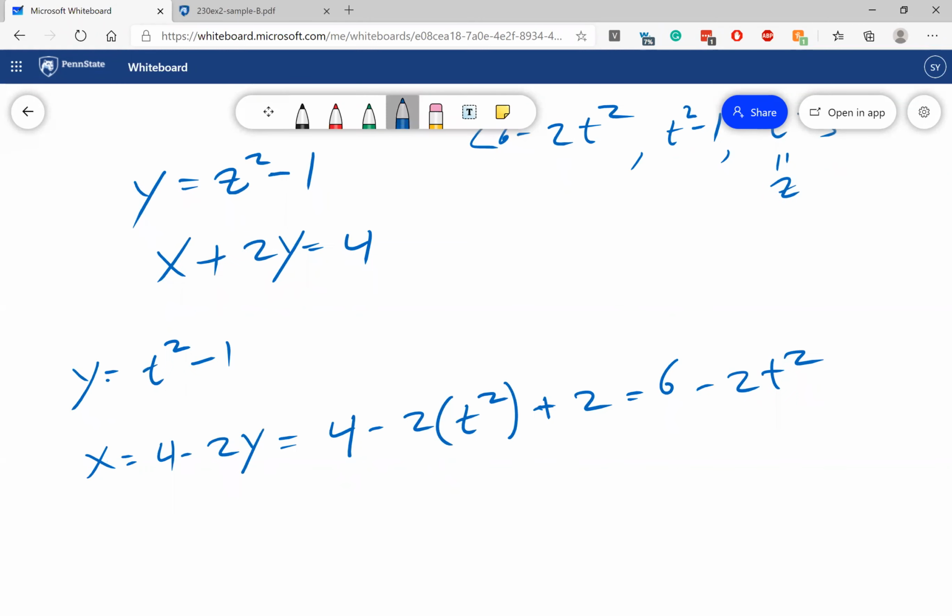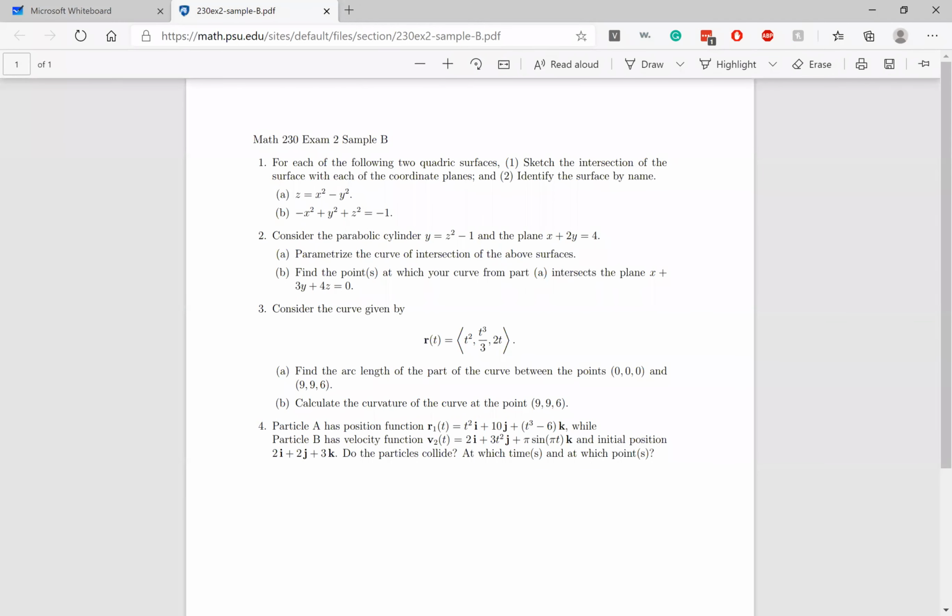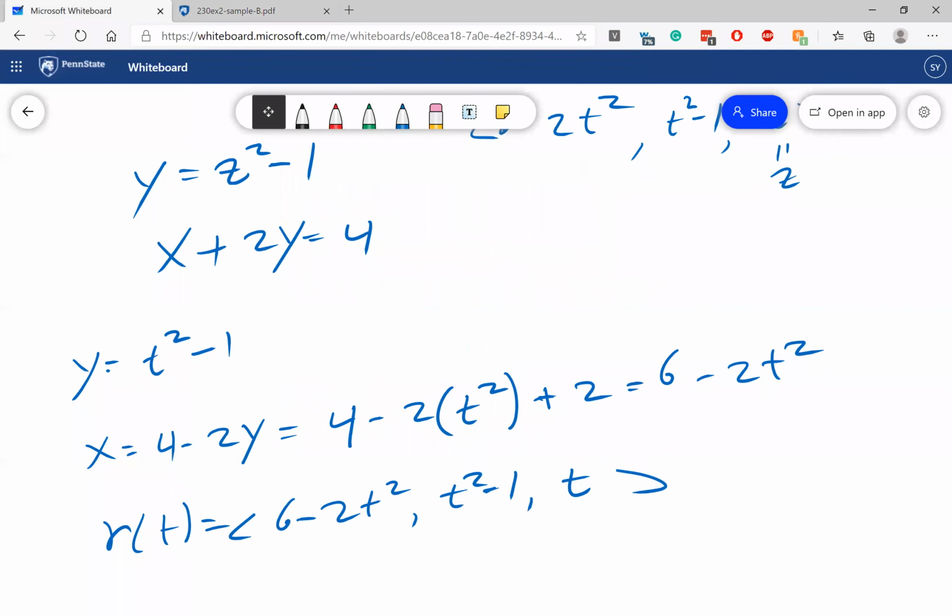So r of t is equal to 6 minus 2t squared, t squared minus 1, and t. Okay, so that would be the parameterization of our curve. So now they ask us to find the points at which the curve intersects the plane x plus 3y plus 4z is equal to 0.